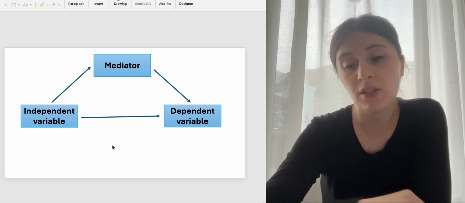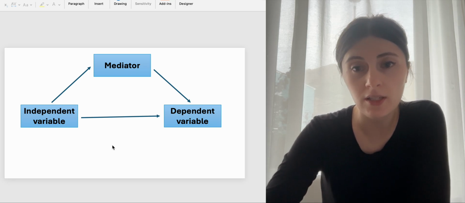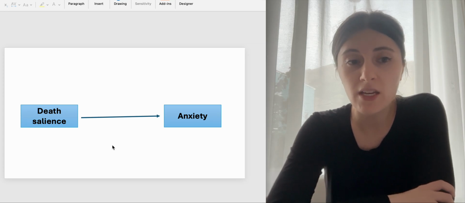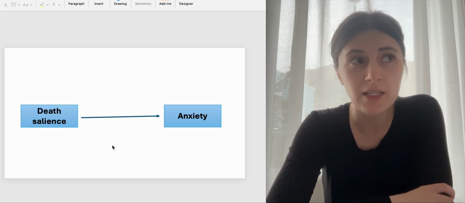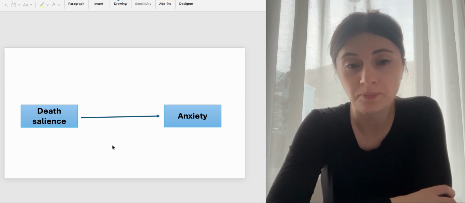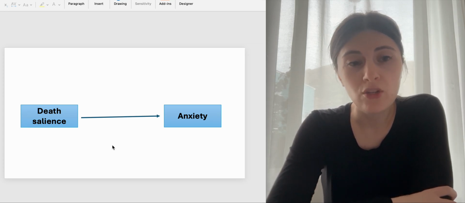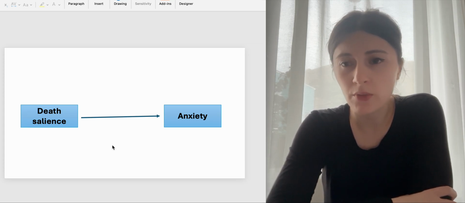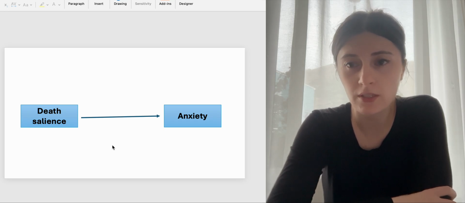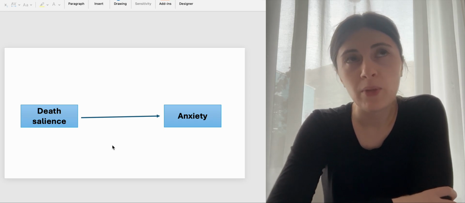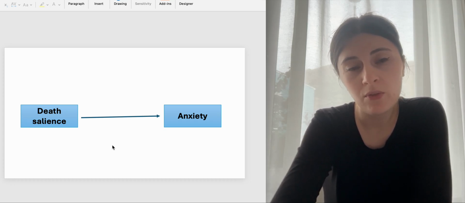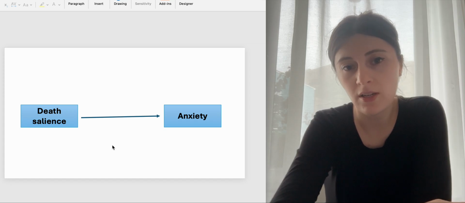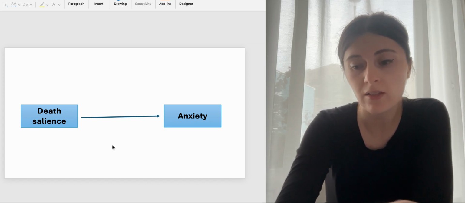Now let's consider this example. Imagine you're working on a study which investigates how death salience affects anxiety. Death salience involves being reminded about one's mortality or death. And imagine you found a counterintuitive result that death salience decreases anxiety. This might be hard to explain, to understand the meaning of this effect, the underlying mechanism. Now, if you include mediation in your study design, this might help you unpack it.